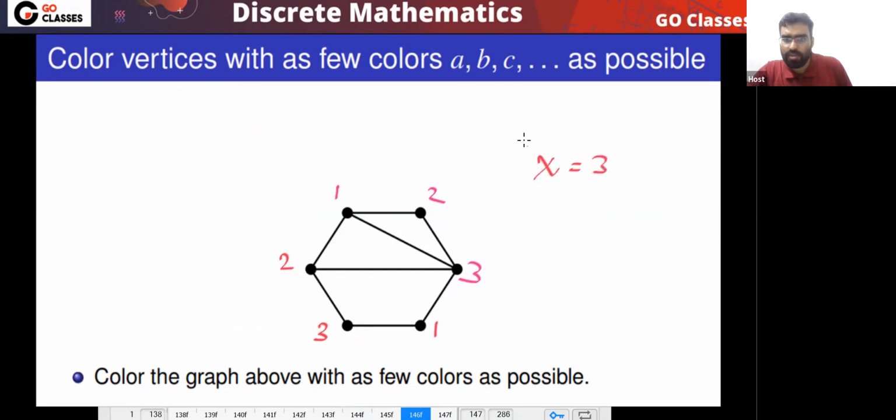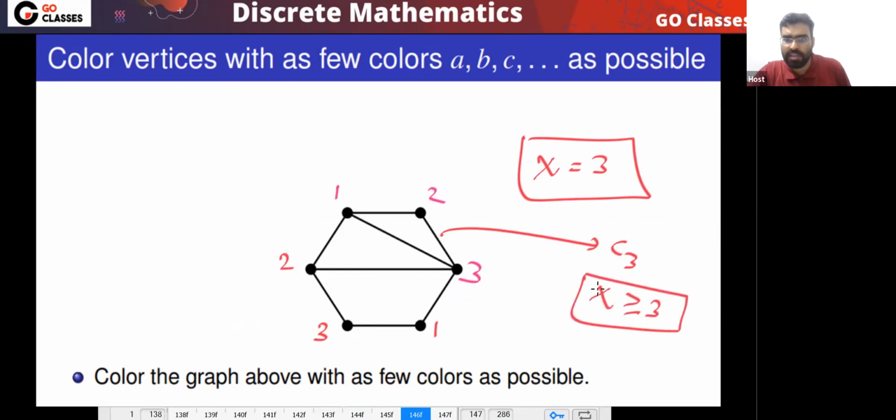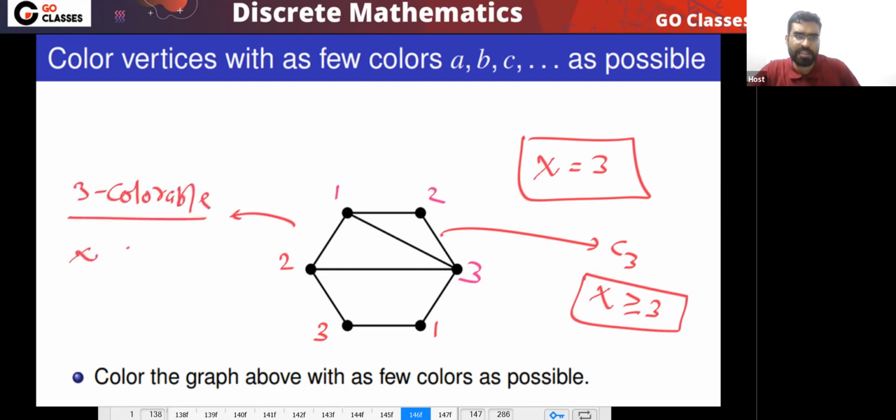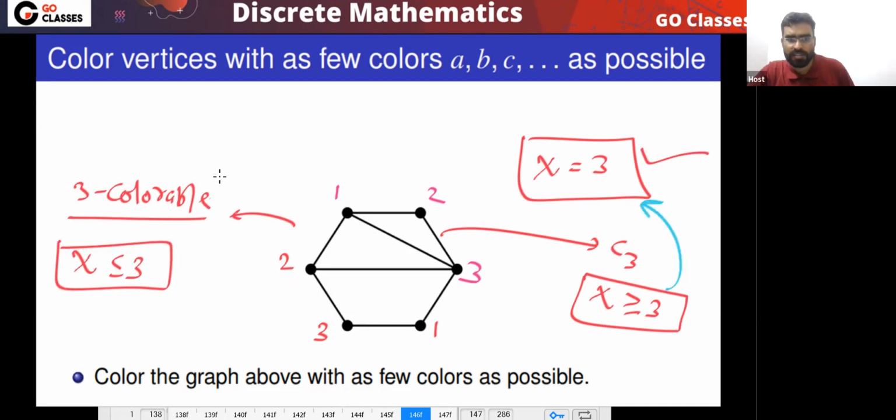You can guarantee 3 because there is a cycle. Because there is a C3, you can guarantee that the chromatic number will be greater than equal to 3. And because the graph we got is 3 colorable, it means the chromatic number is less than equal to 3. So from these two, I can say the chromatic number will be 3.